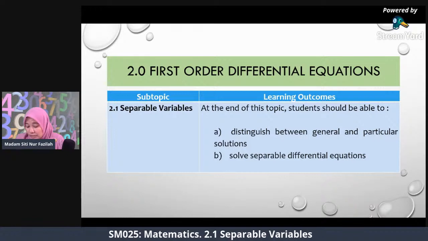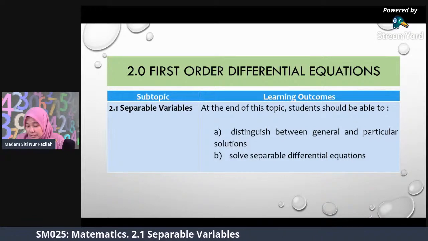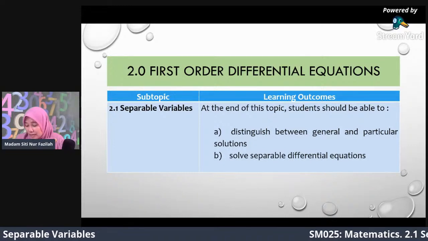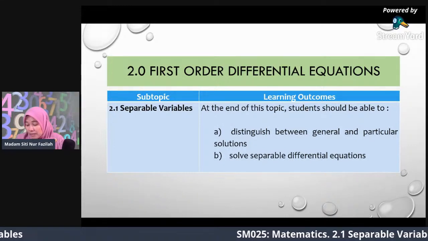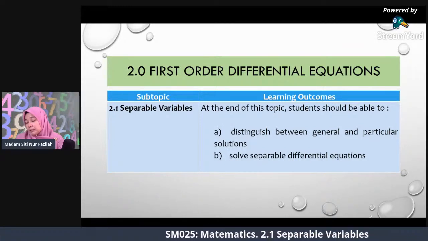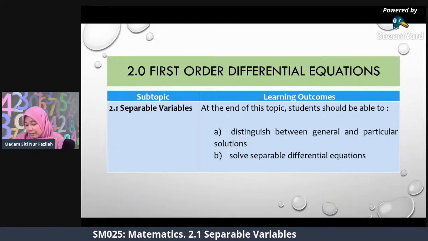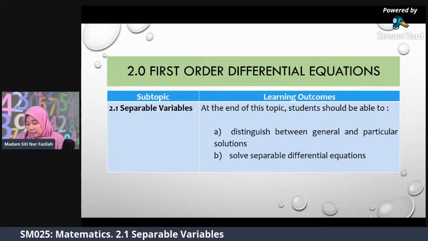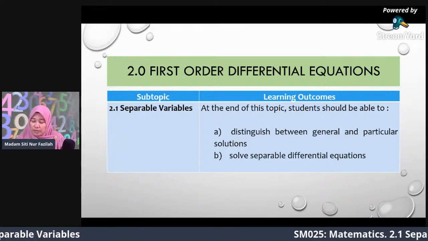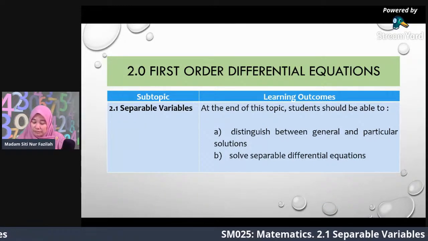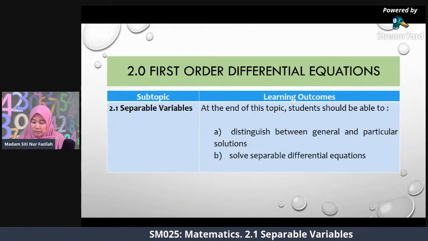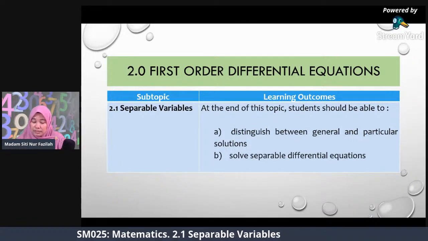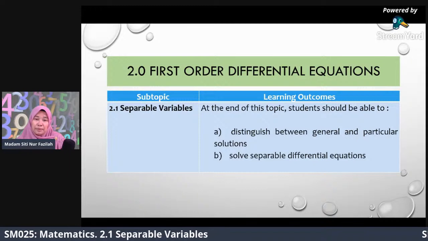For subtopic 2.1, separable variable, our course learning outcome at the end of this topic is that students should be able to distinguish between general and particular solution, and solve separable differential equation. For the first lecture today, we cover subtopic 2.1 only, which is separable variable.